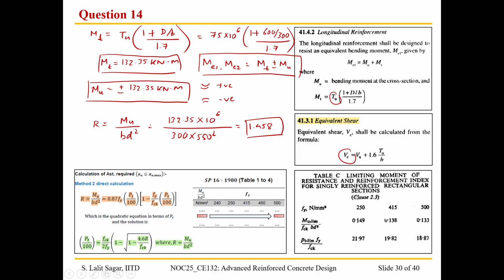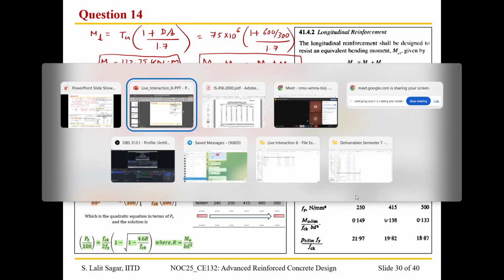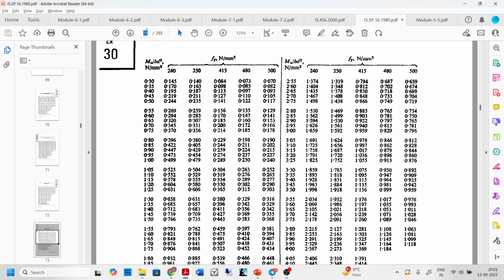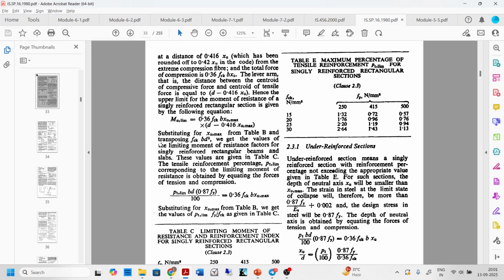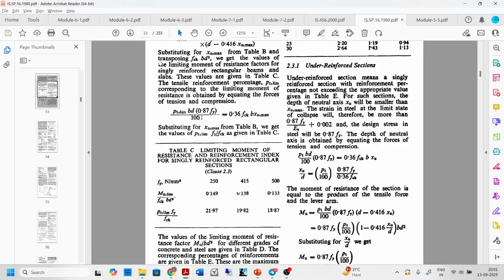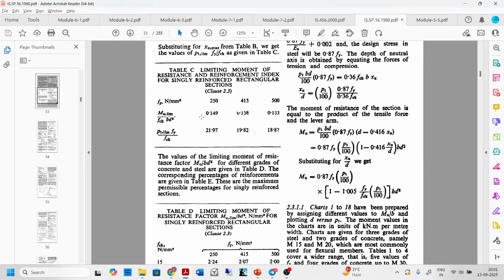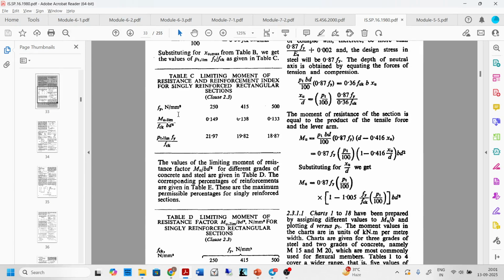So it is in SP16, and I think I'll give you the page number also. It is page 33. Wait, let me see. Page number 10 of SP16. So corresponding to different grades of steel, we can get different values of Mu limit by fck bd square.